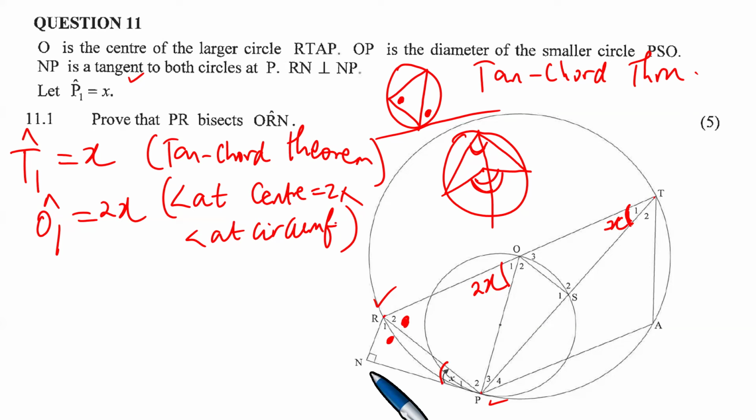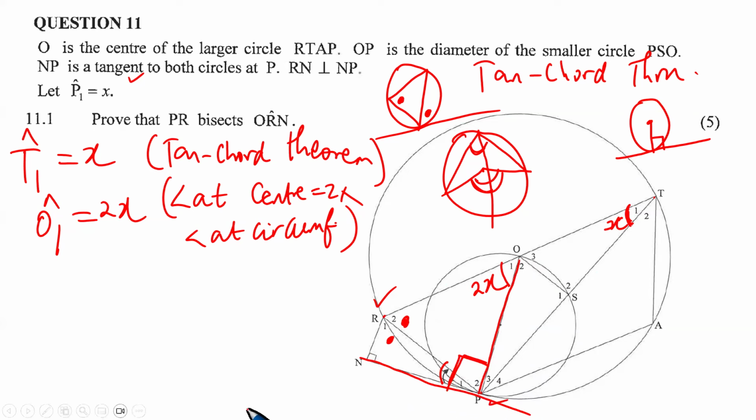You look at this and think very carefully. There are a couple of things you need to notice. This one is a tangent and this one is a radius. In mathematics, if you have a tangent and a radius, they are always perpendicular to each other. They form an angle of 90 degrees. Which means that angle P2 is 90 degrees minus X. This whole angle is 90, but this little bit is X here.